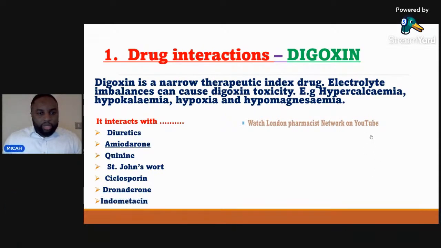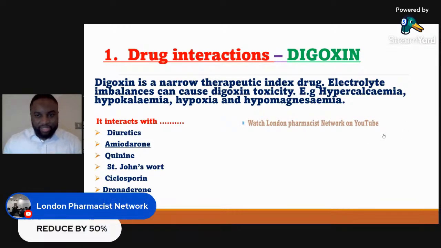The next one is quinine. Quinine can also interact with digoxin, and in that case, we need to reduce the dose of digoxin as well to 50%. Reduce the dose of digoxin to 50% if it interacts with either of these 3 drugs. So that's quinine, amiodarone, or dronedarone. Quinine, amiodarone, and dronedarone reduce the dose of digoxin to 50%.